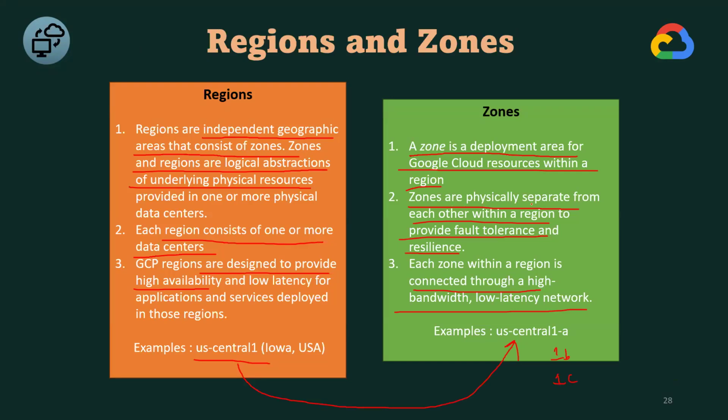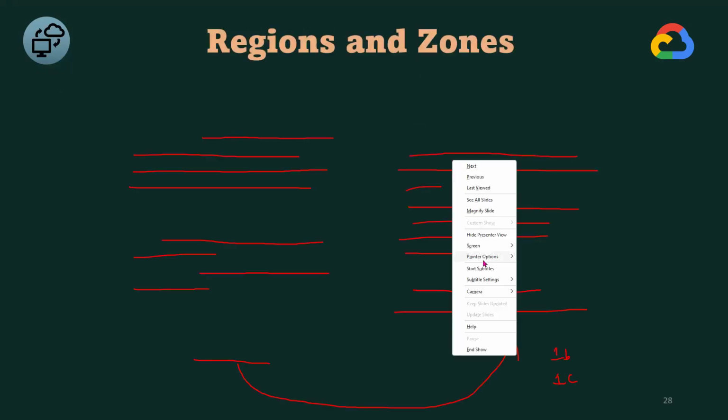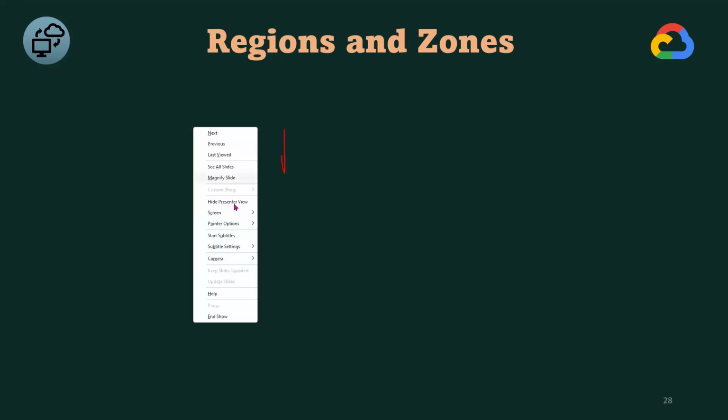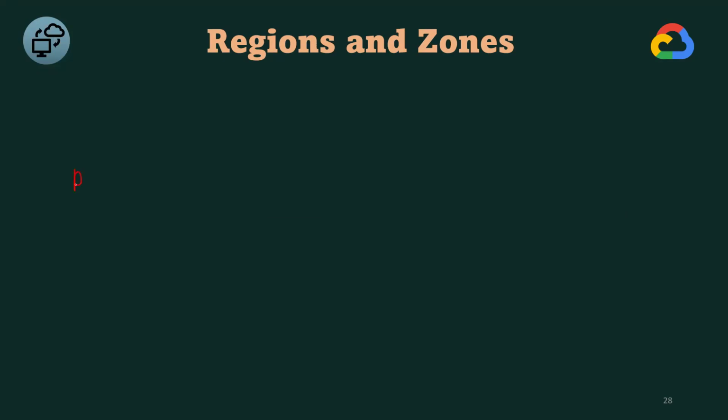Zones are really separate from each other within a region to provide fault tolerance and resilience. So that is what it means. What happens here is that you are creating a resource. You wanted to create a resource.